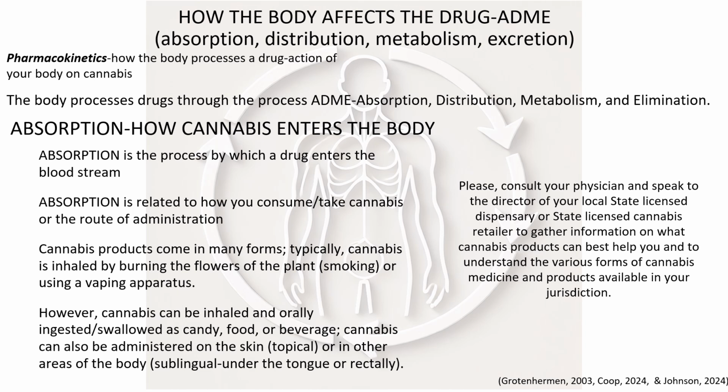Cannabis products come in many forms. Typically, cannabis is inhaled by burning the flowers of the plant, smoking, or using a vaping apparatus. However, cannabis can also be orally ingested or swallowed as candy, food, or beverages. Cannabis can also be administered on the skin or in other areas of the body.